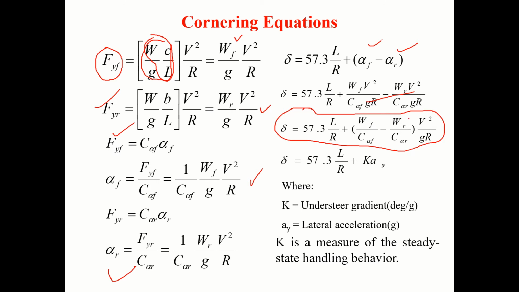So now this part you call it as K. This K is called understeer gradient and V squared by GR is lateral acceleration. K is understeer gradient, AY is lateral acceleration. This is what we call the cornering equation.